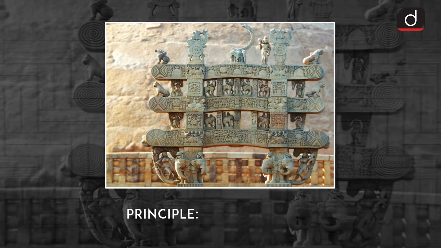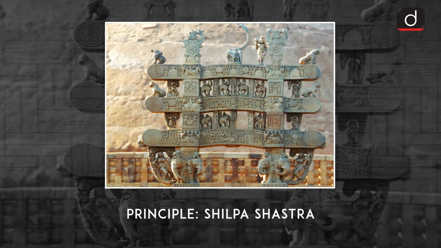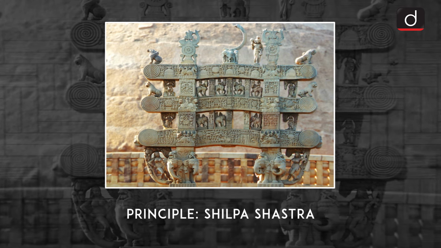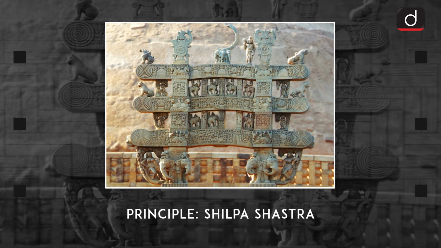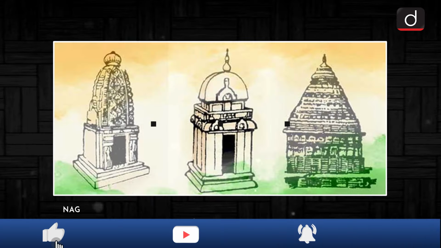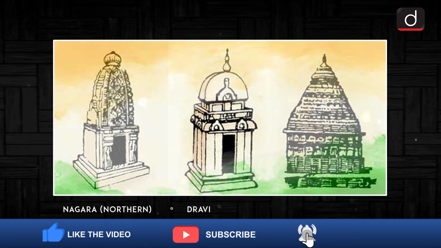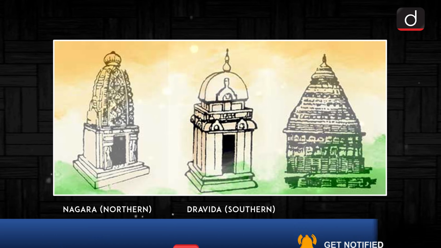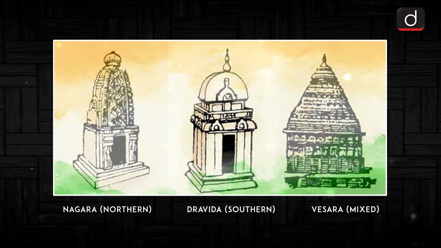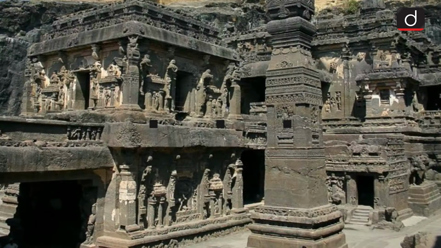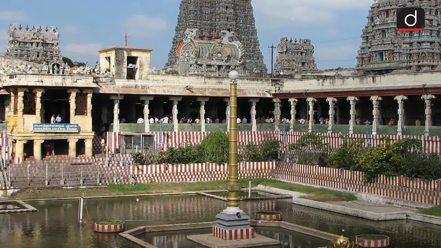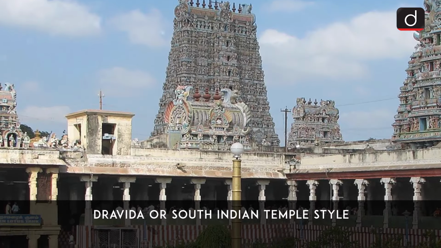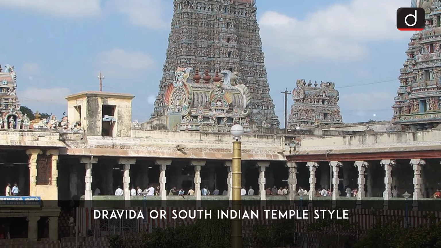As discussed earlier, the architectural principles of Hindu temples in India described in Shilpa Shastra mention three main types of temple architecture: Nagara or the northern style, the Dravida or the southern style, and the Visara or mixed style. The Nagara style of temple architecture is already discussed in the previous video. Now let us proceed towards South Indian style of temple architecture. Let us begin with an introduction.